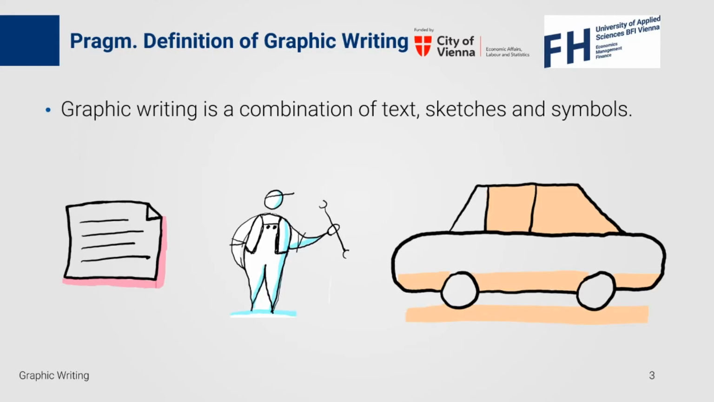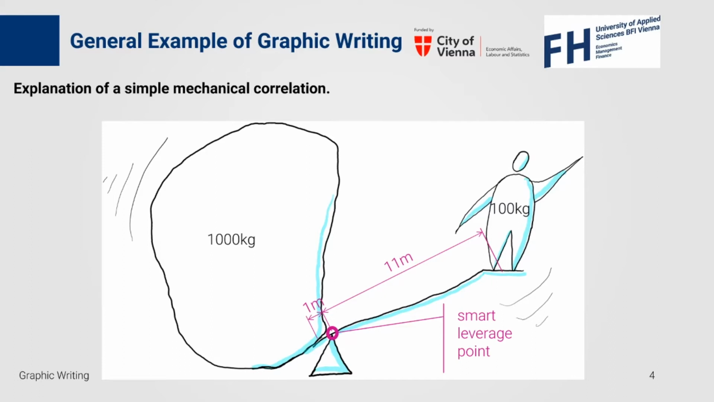The pragmatic definition of graphic writing is simply that it's a combination of text, sketches, and symbols. Here you can see an explanation of a simple mechanical correlation. As you can see, it's reducing complexity and enlarging the channel for the message.